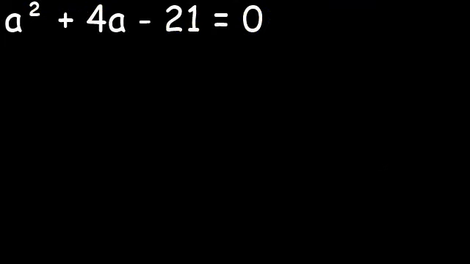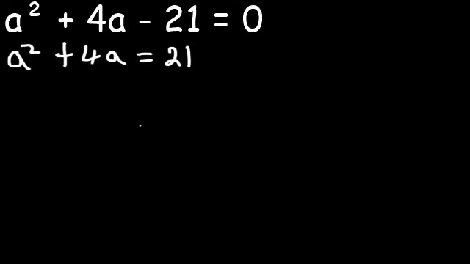a squared plus 4a minus 21 equals 0. How can we solve this problem using the completing the square method? Like we said earlier, the first thing we like to do is to separate the constant term from the variable term. So therefore, the expression turns out to be a squared plus 4a equals positive 21, by the time we add 21 to both sides.